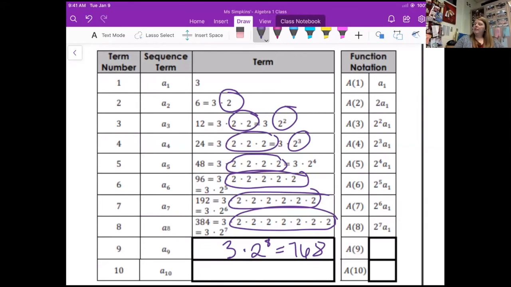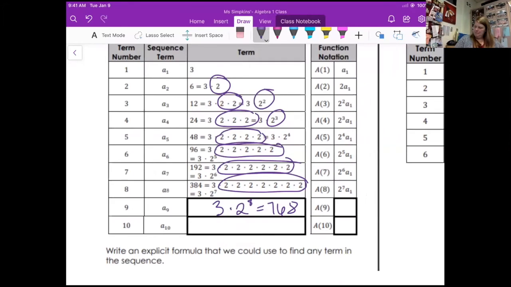So then if we're trying to find the 10th term, what exponent do we want to use? The 9th power. So 2 to the 9th should give you 512, and then multiply by 3 to get, again, 1,500, excuse me, 1536.